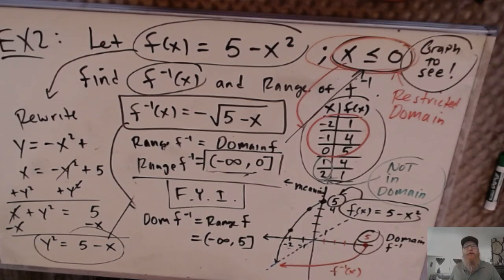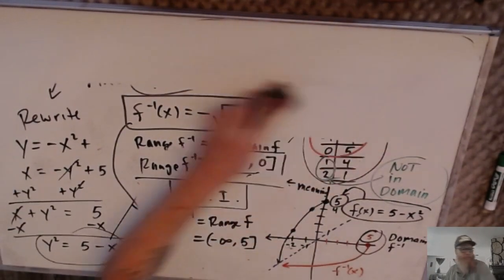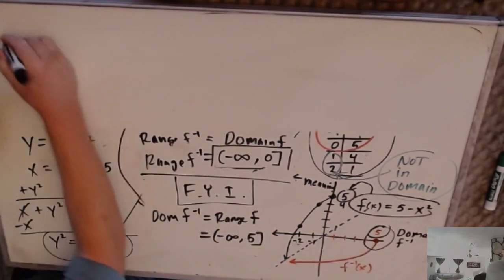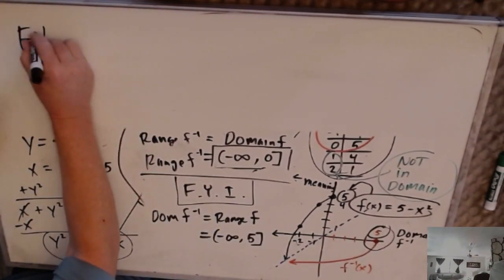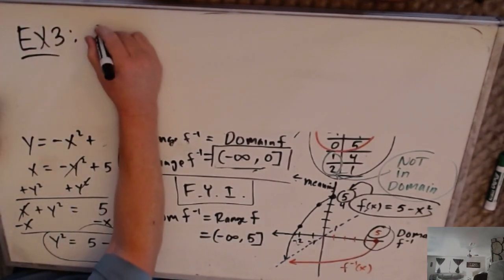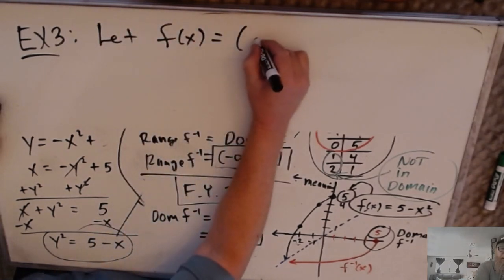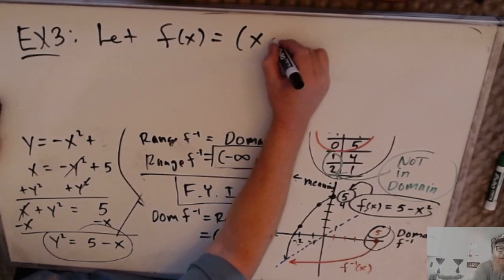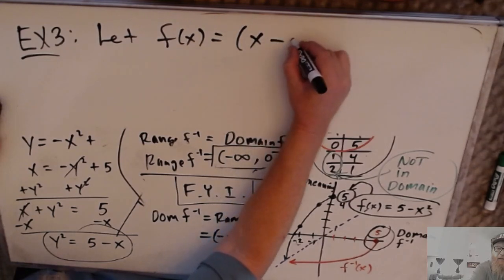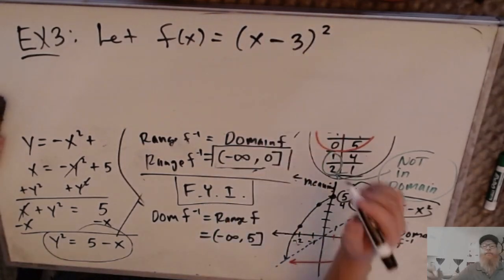Okay, we're going to do some more technical graphing, a little bit more detailed than the graph that you have here. So example 3: let f of x be (x minus 3) squared.